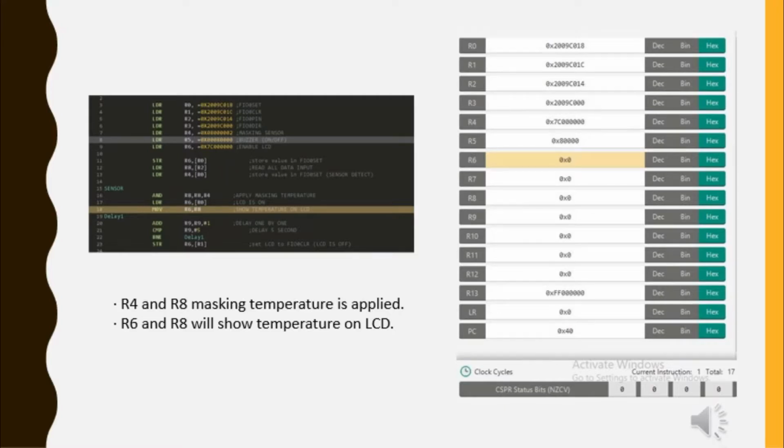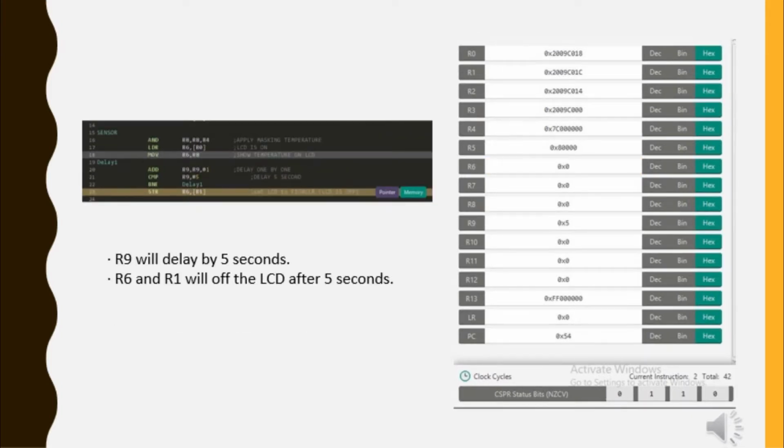For R4 and R8, masking of the temperature is applied. R6 and R8 will show the temperature on the LCD. So we can see this is the output simulation. Next, R9 will delay by 5 seconds. R6 and R1 will turn off the LCD after 5 seconds. So we can see this is the output simulation.